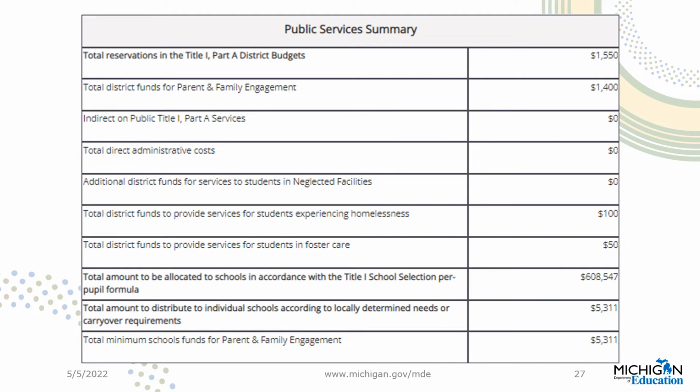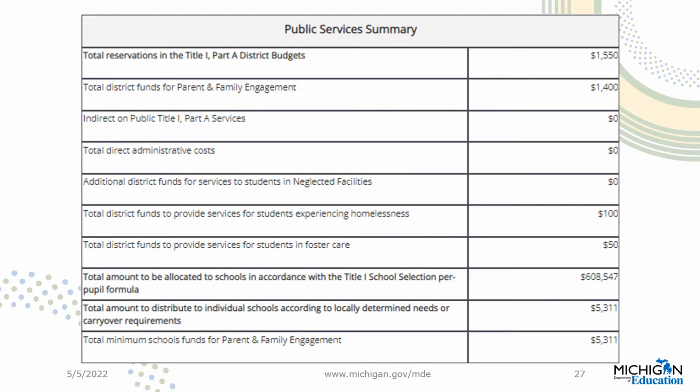At the bottom of the reservation screen is a summary that will help an LEA know how much to budget for types of costs. All district level costs, direct admin, homeless reservation, foster care reservation, and district parental engagement must be budgeted in the Title I budget and not in a transfer budget. All school level parental engagement costs should also be budgeted in the Title I budget and not transfer budgets. This is to help ensure that required minimum amounts are being spent in this area and to aid in federal reporting requirements related to spending on parent and family engagement.